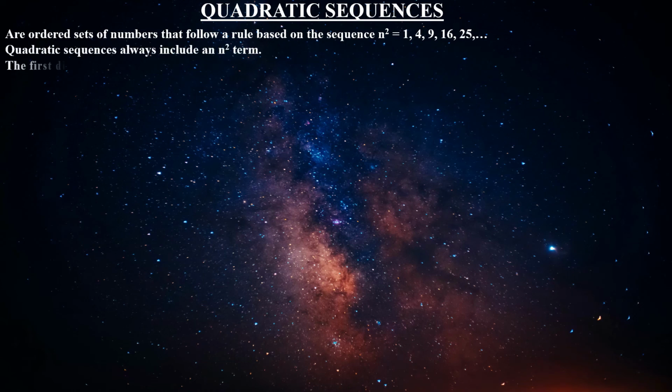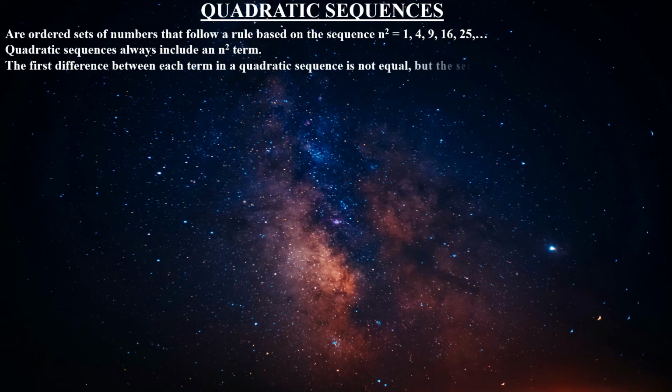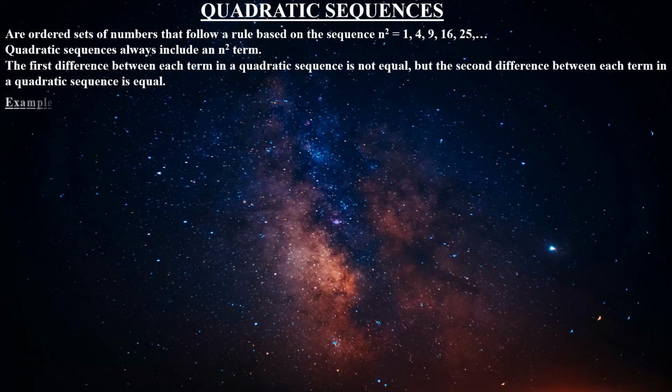Okay, so in a quadratic sequence we're going to have two differences, right? I'm just going to call them two common differences. So the first common difference is not equal, right? That means it varies, it is not constant, but the second one will remain the same. Okay, so let's explain this using an example. Let's say we have 4, 7, 12, 19, and 28.